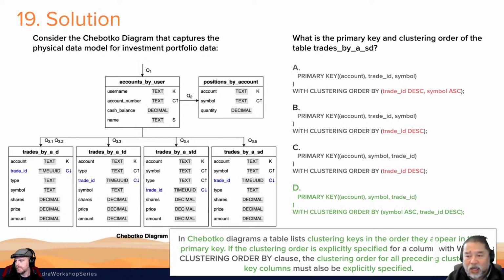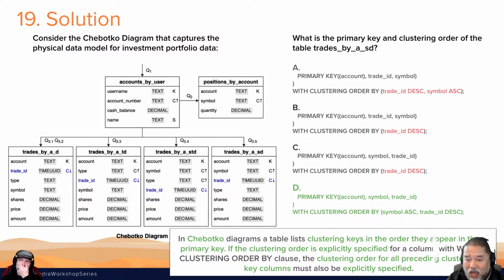Yeah, so in the Chebotko diagram, this is a physical data model. So the data types and the ordering of the clustering columns are defined. And if you look, the K stands for the primary key, the partition key, and C are the clustering columns. So in the trades by ASD table, the 3 columns that make up the primary key are account, symbol, and trade ID in that order.